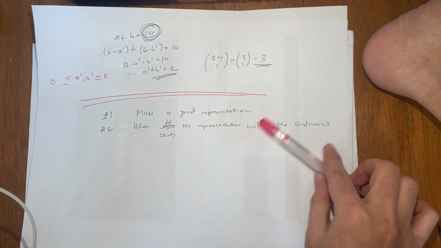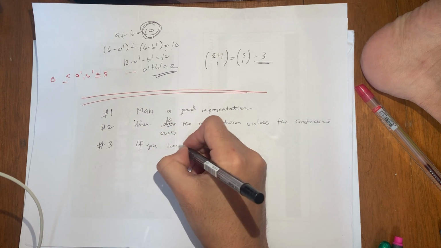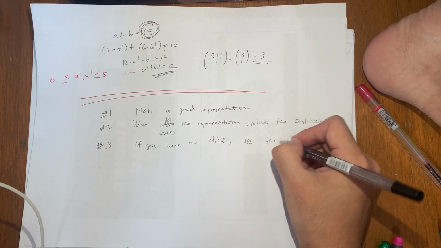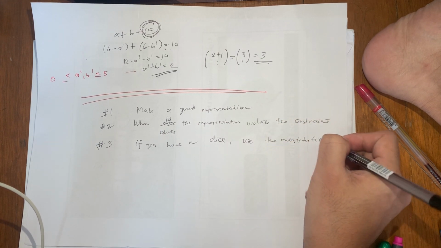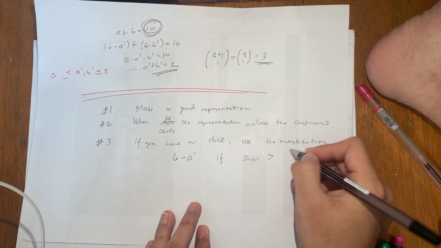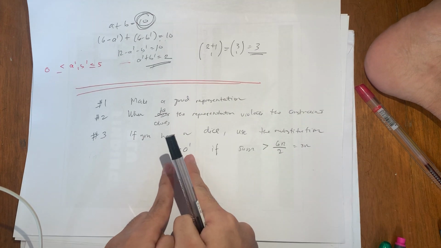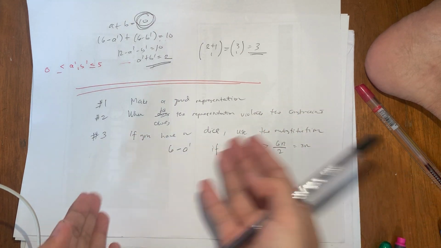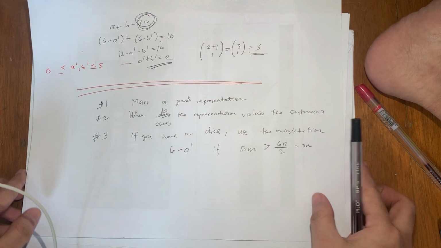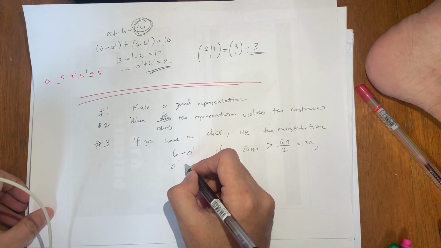So tip number 3 ko sa inyo is, nasabi ko na sa inyo, if you have n dice, use the substitution 6 minus A prime if sum is greater than 6n over 2 or 3n. So gamitin nyo itong substitution na to kapag mas mataas sa half ng total, yung maximum total yung sagot. This is to minimize the number of principle of inclusion and exclusion applications. So if otherwise, then you use the substitution A prime plus 1.